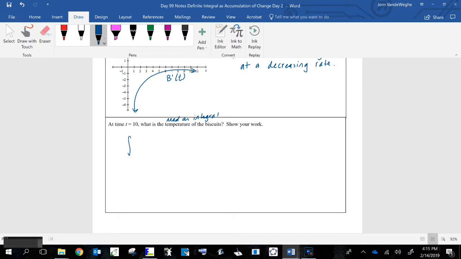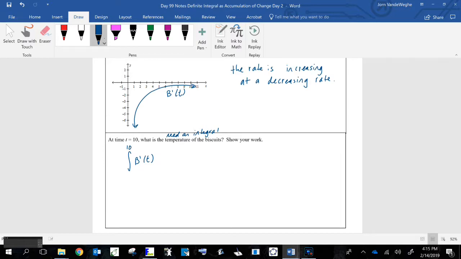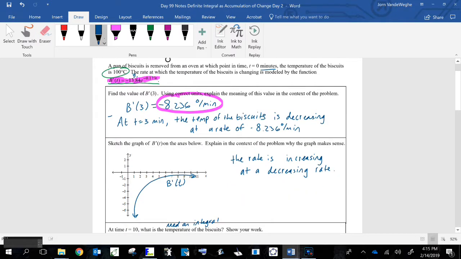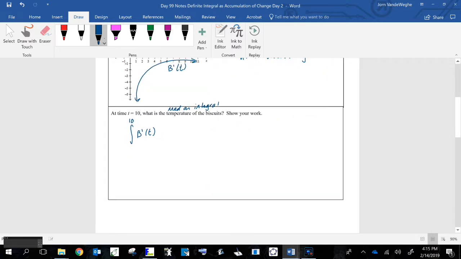So I'm going to need an integral of b prime of t, which is going to give me the temperature. I need bounds on my integral because I want to know at time t equals 10. What time am I going to start at? I'm going to find the amount of change between t equals 0 minutes and t equals 10 minutes, because I know that's b of 10 minus b of 0.